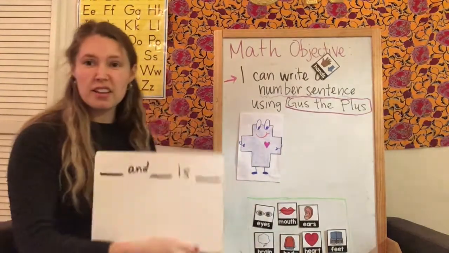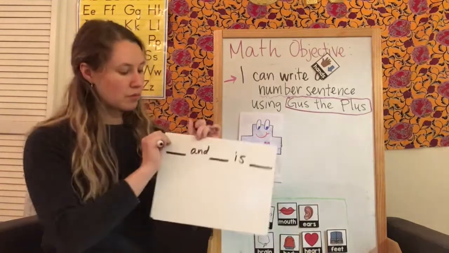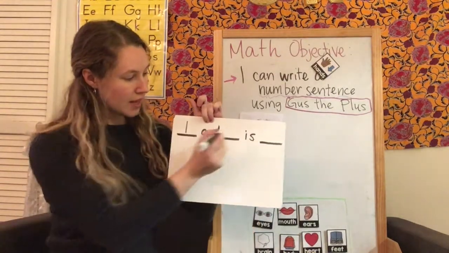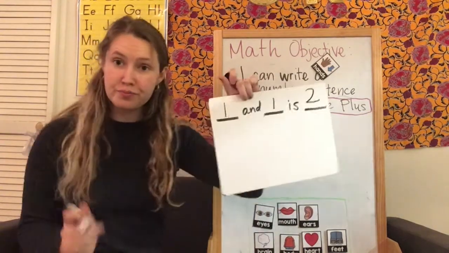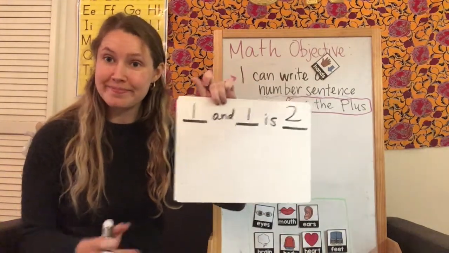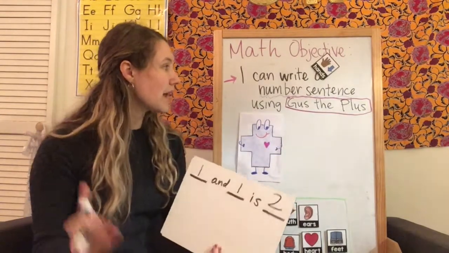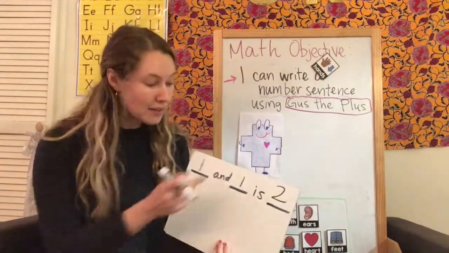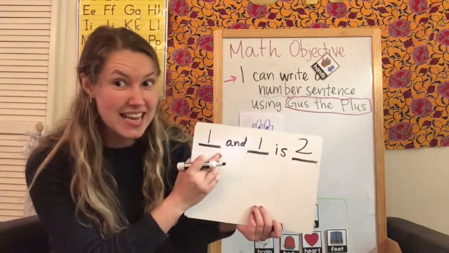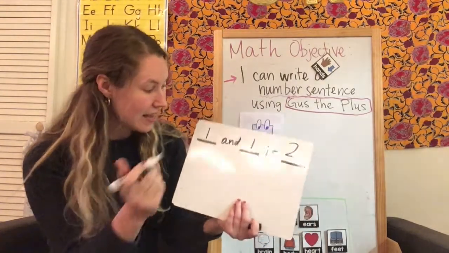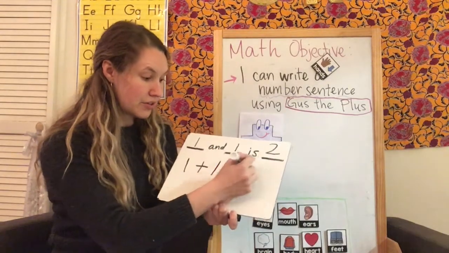Now, if I wanted to write a little sentence about that, I could write about how 1 and 1 is 2. 1 and 1 is 2. Now, here's a sentence with words and some numbers. But today, we just wanted to make a number sentence. So that's where Gus the Plus comes in. He's actually already hidden in this sentence. He's kind of sneaky. Because what we could also say is 1 plus 1 equals 2.